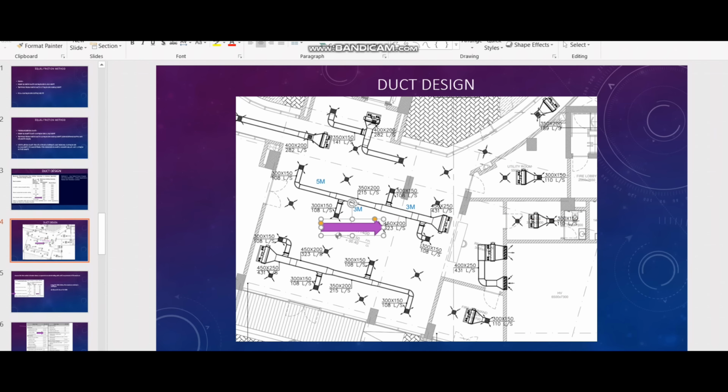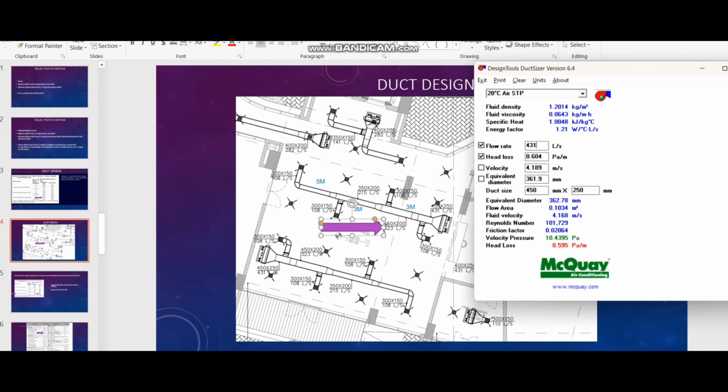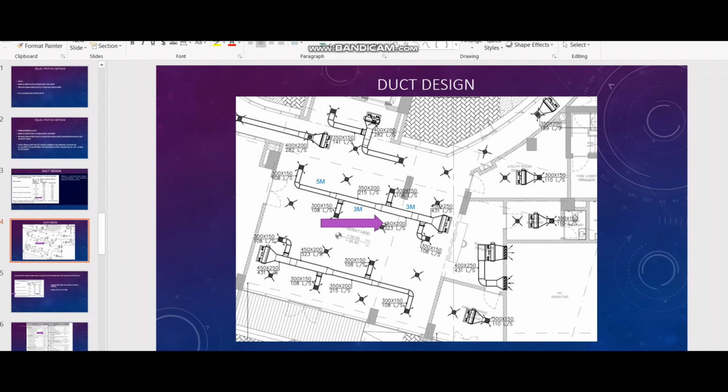For example, at this stage it is 323 liter per second. The same concept, 323 liter per second. I'm going to follow the same head loss, 0.6 Pascal per meter, and for the duct size, if I make 450, it is 200. So you can see the duct size is 450 by 200.